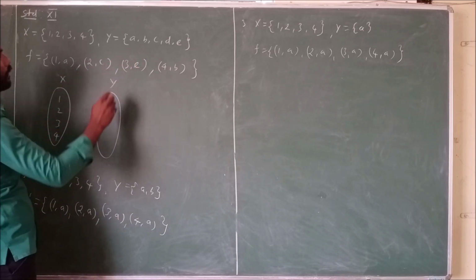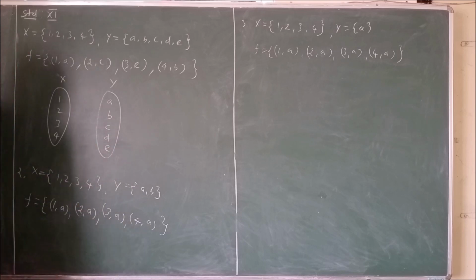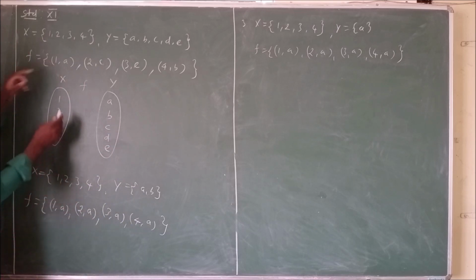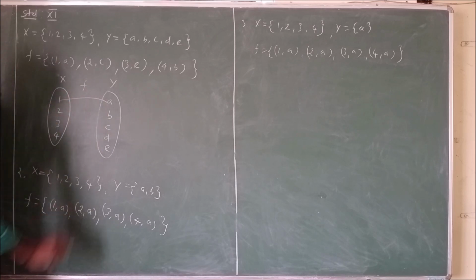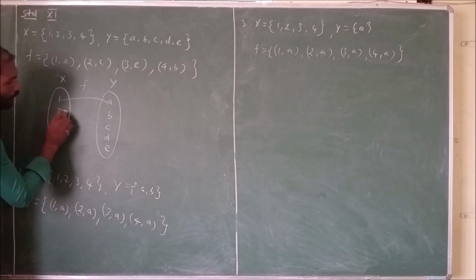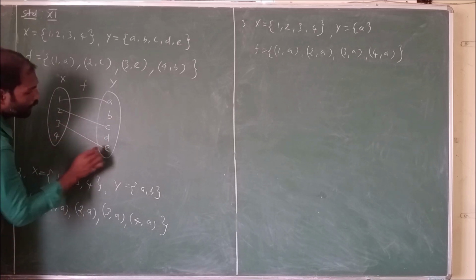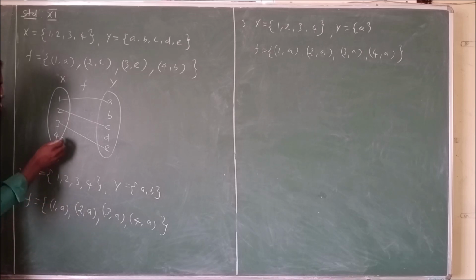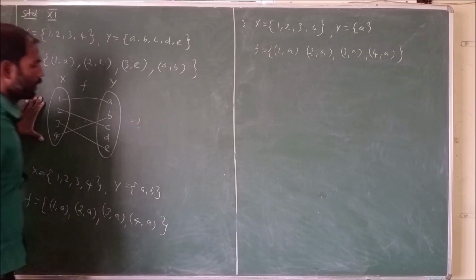Y is a codomain with elements A, B, C, D, E. F is a function defined as: 1 maps to A, 2 maps to C, 3 maps to E, and 4 maps to B. What type of function is this?